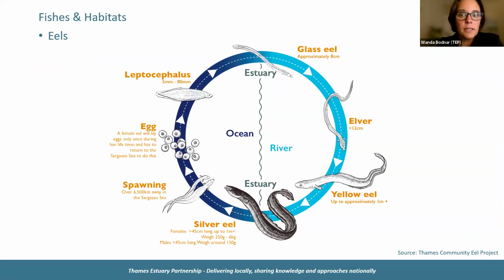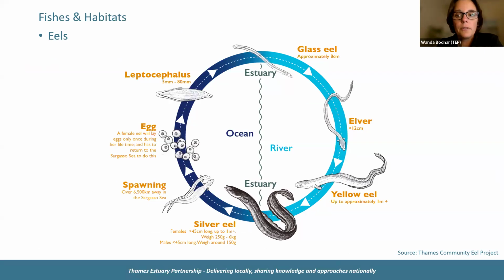Now, the European eel has a very interesting life cycle. They spawn in the Sargasso Sea in the Atlantic Ocean, and whilst they grow and mature, using the currents, they drift across into European rivers, including the Thames, where they develop into glass eels, then elvers, and then yellow eels, and the final stage is the silver eel.